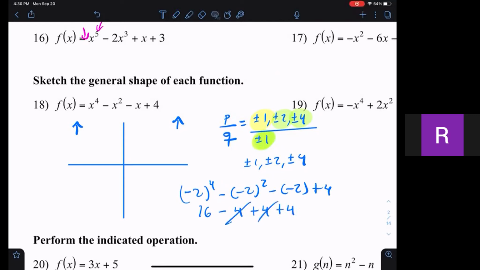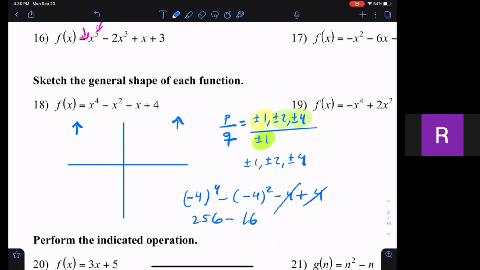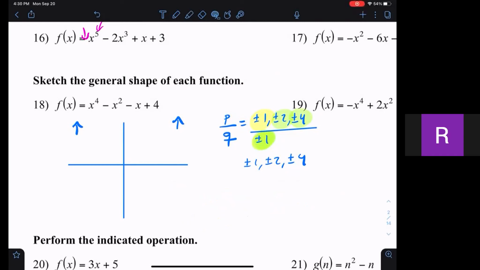It doesn't work. And the last one is 4. So if I plug 4, I get 256 minus, that's not going to work, 16 minus 4 plus 4. So that's not going to work, that's going to be positive. If you plug the -4, right? That's not going to work either. So it seems like it doesn't have real solutions or rational solutions, so they might be imaginary.